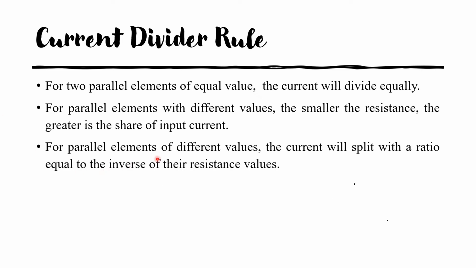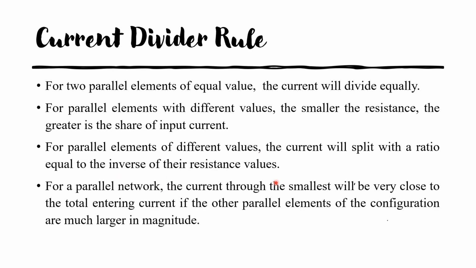For parallel elements of different values, the current will split with a ratio equal to the inverse of their resistance values. For a parallel network, the current through the smallest resistor will be very close to the total entering current if the other parallel elements of the configuration are much larger in magnitude. This is basically the extension of this point.